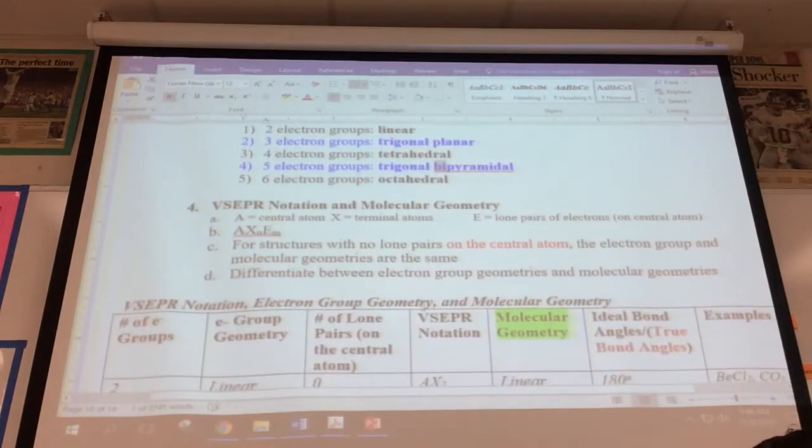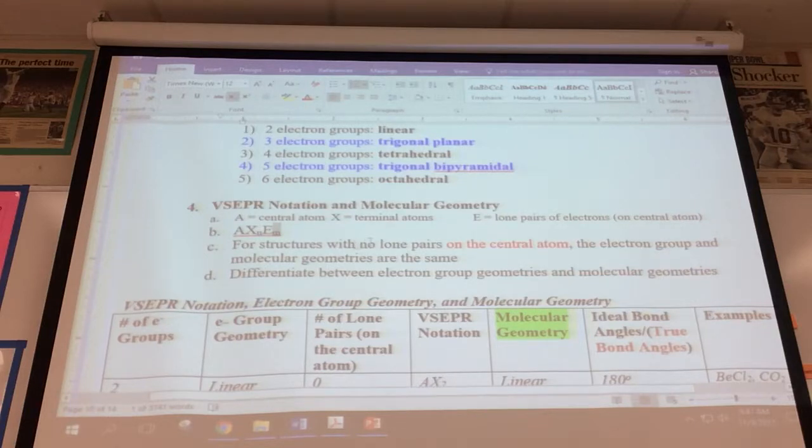The VSEPR notation is a little tricky. I'm not going to use it very much. The kids don't like it, and it's not something you'll see on the AP exam, so I'm not overly concerned. I'll mention it. A is the central atom. X is the terminal atoms attached to a central atom. N is how many terminal atoms you have. E is the lone pairs of electrons on the central atom only. M is how many lone pairs you have.